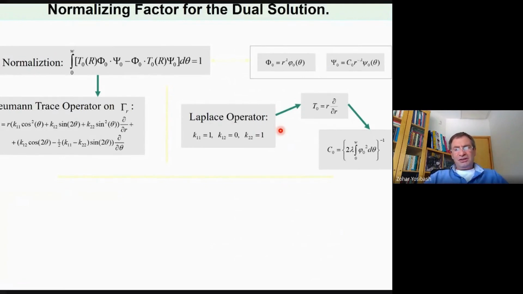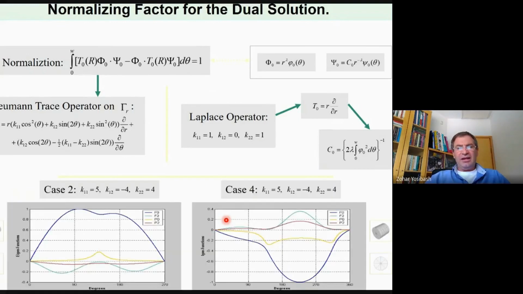Another issue which is important for us when we would like to compute these functions. Now we need a function along the crack front. It's not a factor anymore. When we compute these functions, we want to make sure that there is a normalization between the primal and the dual functions. And we can normalize that. I don't want to go into the details because it's just a technicality. So we can normalize it, and there is a normalization factor.